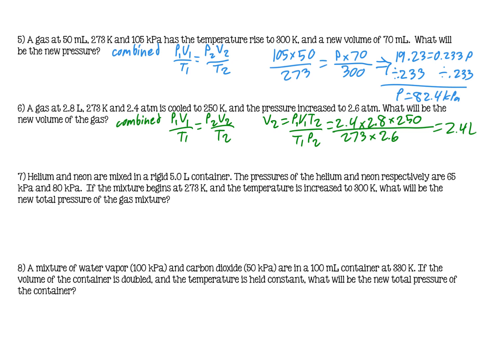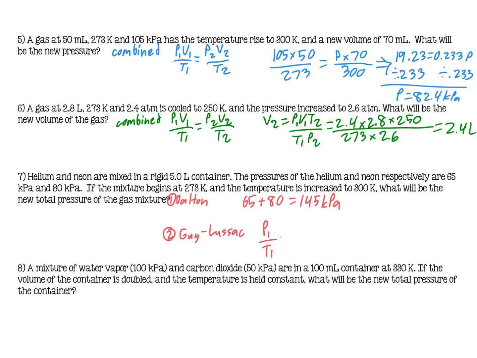Next, consider question 7. Helium and neon are mixed in a rigid 5-liter container. The pressures of the helium and neon, respectively, are 65 kilopascals and 80 kilopascals. If the mixture began at 273 Kelvin and the temperature is increased to 300 Kelvin, what will be the new total pressure of the gas mixture? Well, according to Dalton's law, the total pressure of the gas mixture is 65 plus 80, or 145 kilopascals.